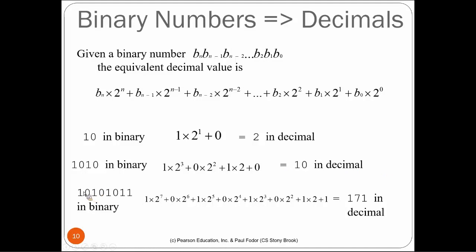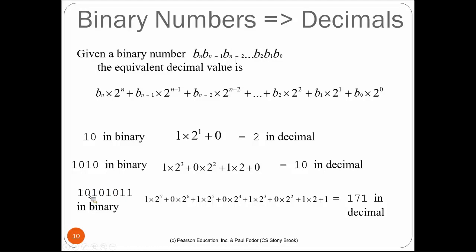Let's take another number in binary, 10101011. We want to convert it from binary to decimal. First thing, we are going to label each digit with the position starting from the right hand side with the position index 0. So first, the digit on the right hand side has index 0, the next one has index 1, the next one has index 2, 3, 4, 5, 6, 7.